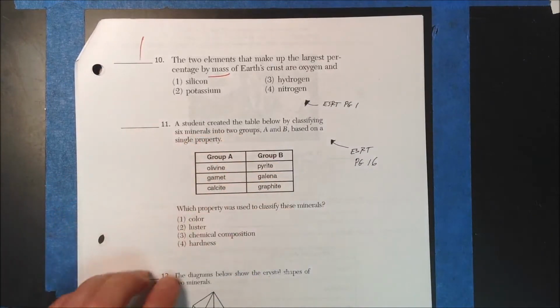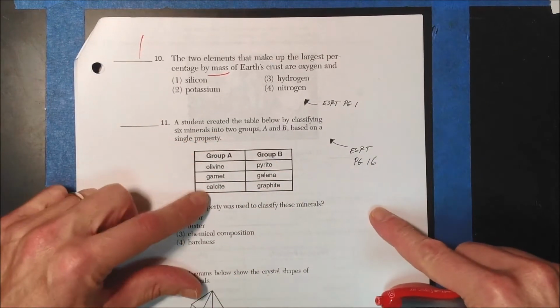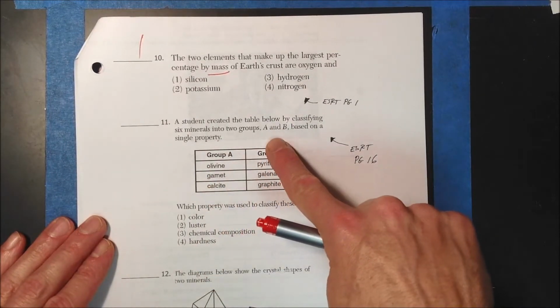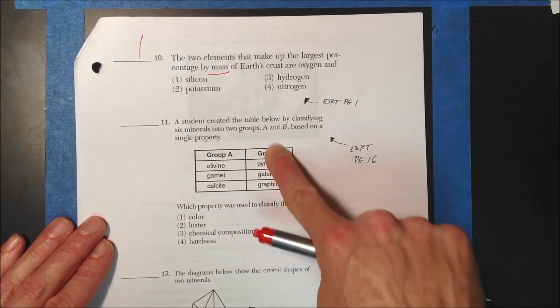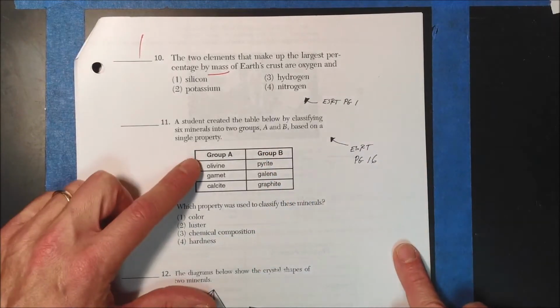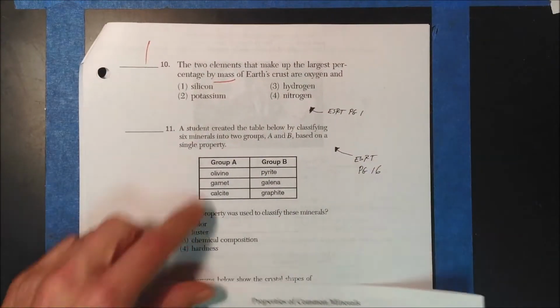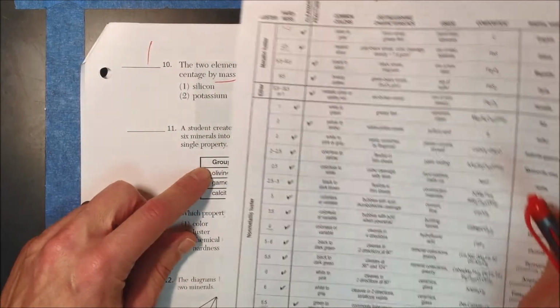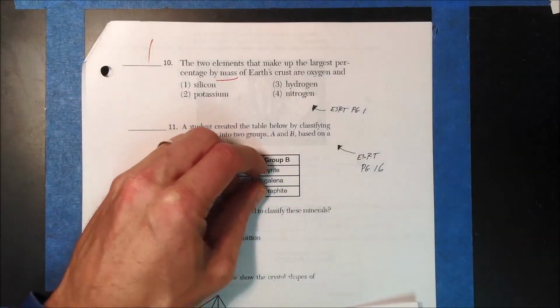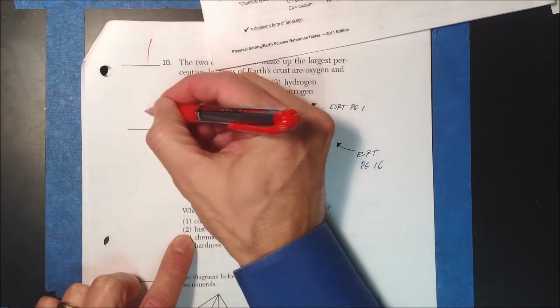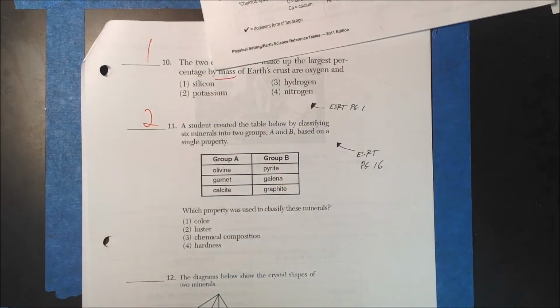11. A student created a table based on a single property. Group A, Group B. So you got to really look around. How are these common? What do these have in common? You got to really look around on the reference table. You're not going to know off the top of your head at all. You got to try to figure this out. And what you're going to figure out is these are all non-metallic. These are all metallic. So therefore, it's going to be luster. That is how that chart is probably broken down.